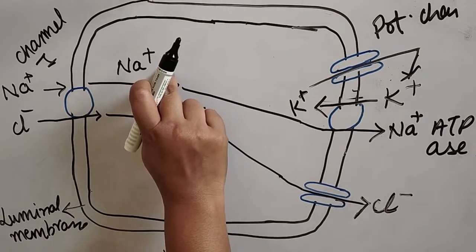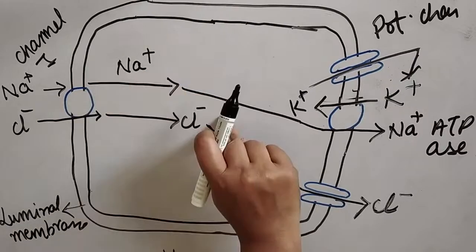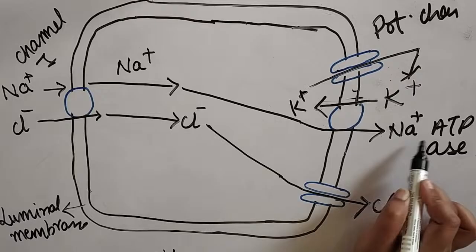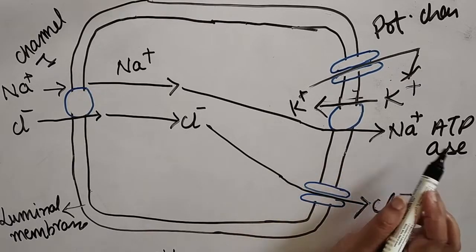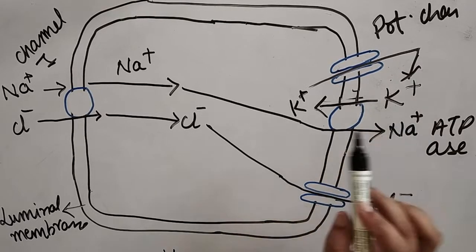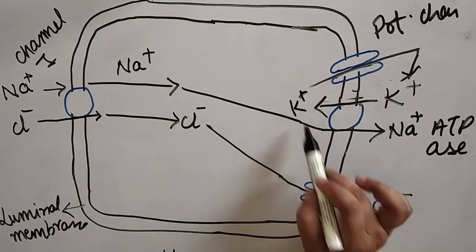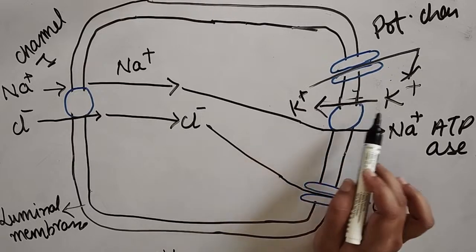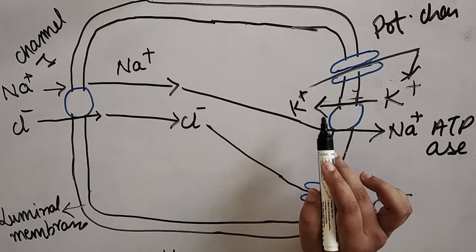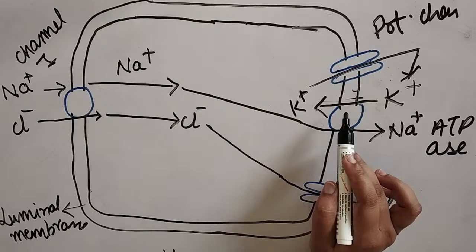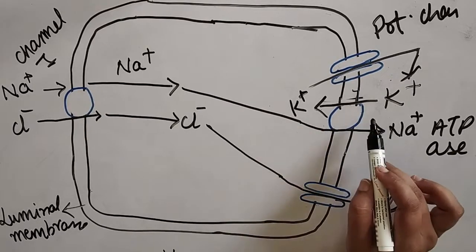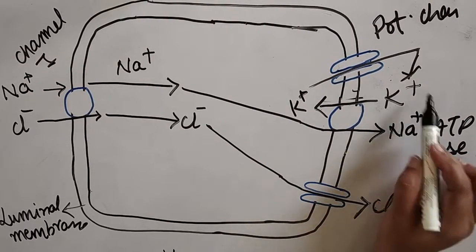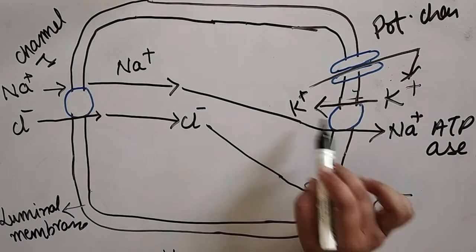So the sodium ion which entered inside the DCT will go outside through this sodium-potassium ATPase channel. The amount of sodium which goes outside the nephron, the same amount of potassium will enter through this channel, to maintain the balance between these ions, the electrical potential, and the osmotic pressure.